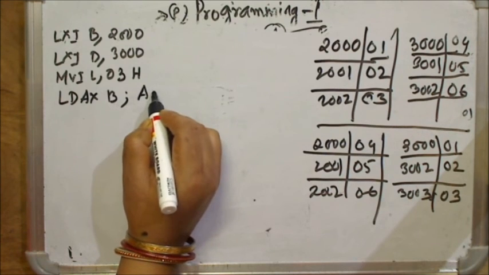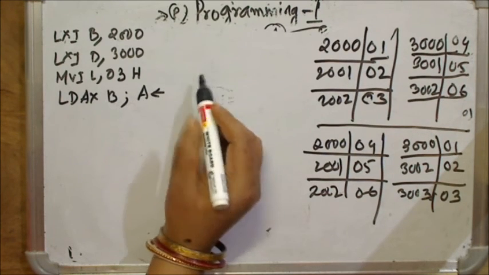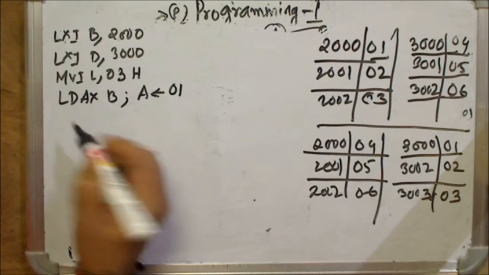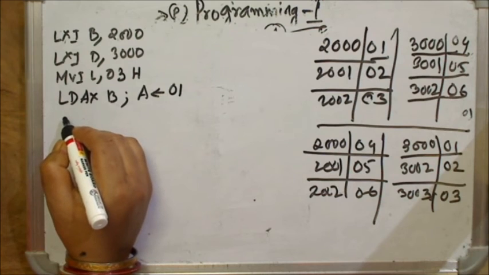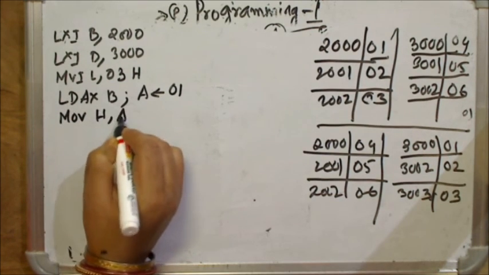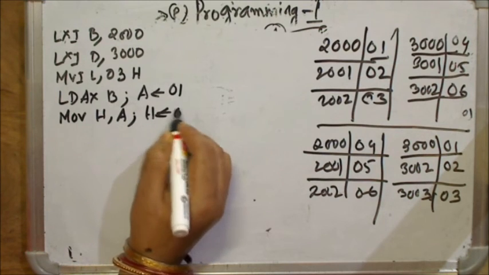So A will get the data, which data? For data pointed by BC pair, that is 01. Fine. Then from A transfer into H. Move H, A. So H will get now 01.